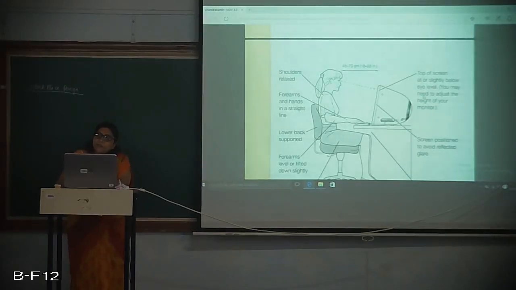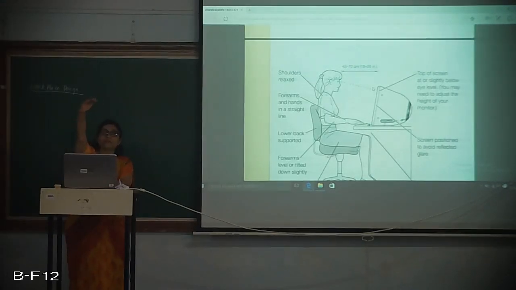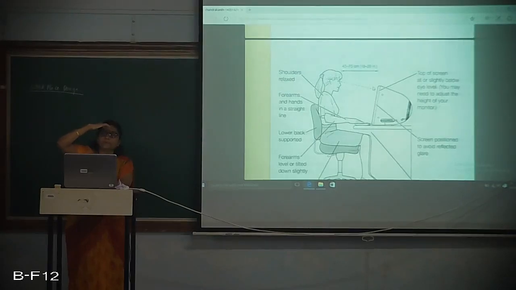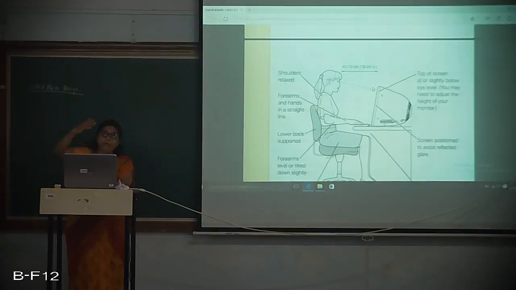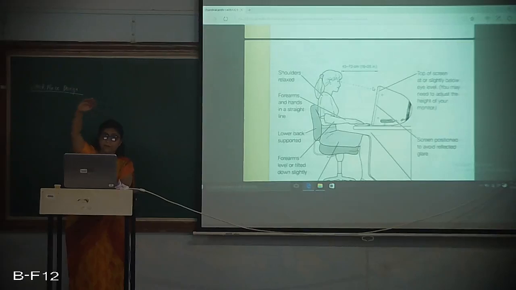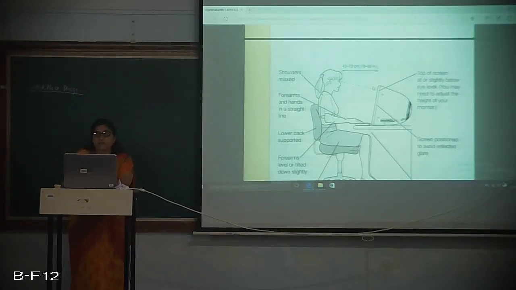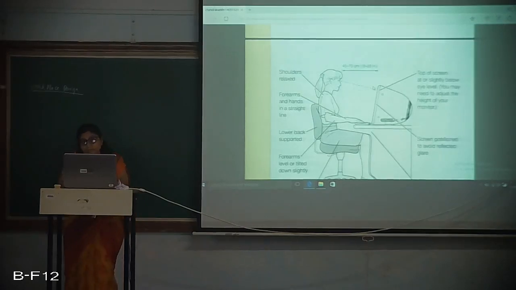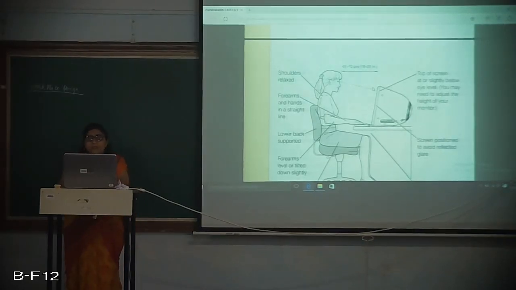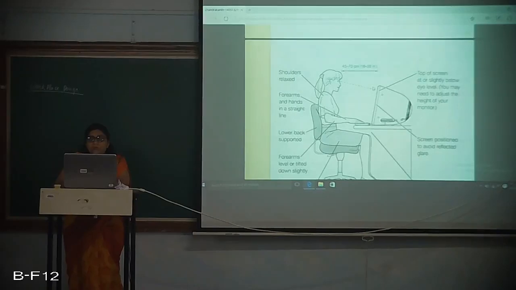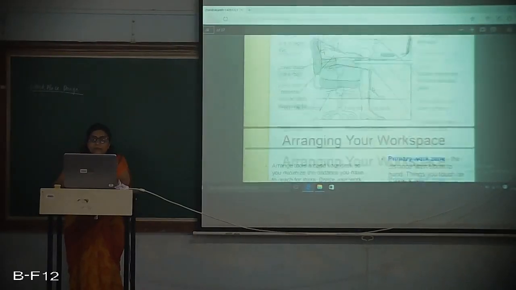Top of the screen at or slightly below eye level. It should be below the eye level, not at this level. We need to keep the laptop or the screen not above the head or above the eye level. It should be below the eye level so that it's comfortable for the eye to see and perceive the information. Then the screen is positioned to avoid reflected glare.